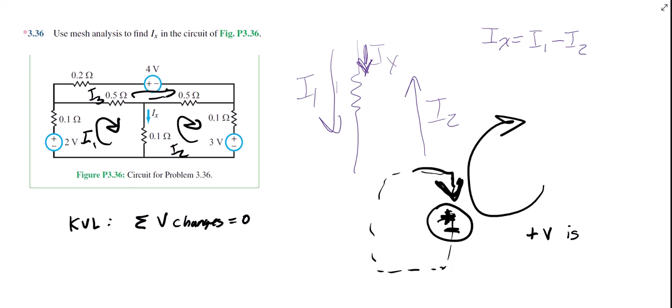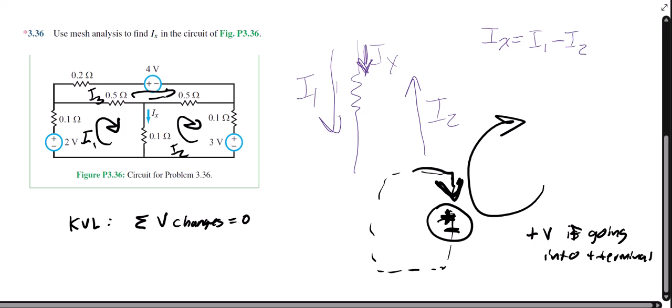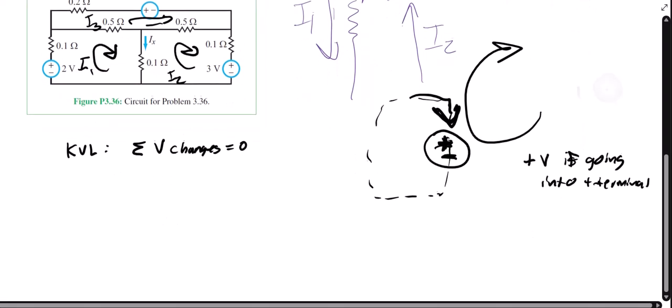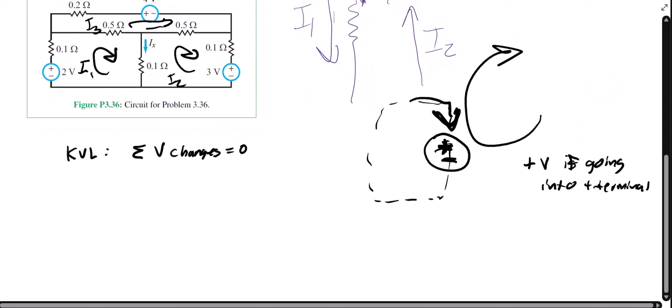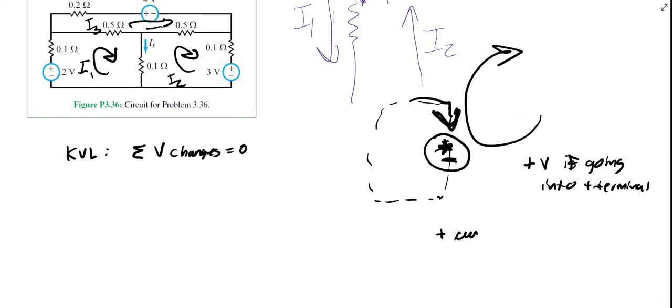So plus voltage if going into the positive terminal. And if I'm going into the negative terminal, I would call it a negative voltage. And then for every resistor I come to, it's going to be plus my current times my resistance. Anyway, the current times the resistance is voltage.